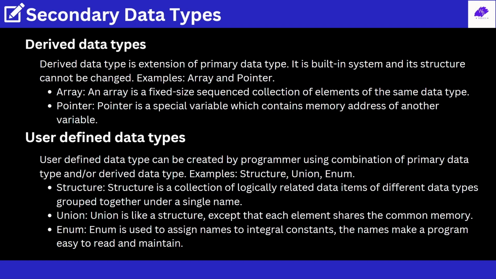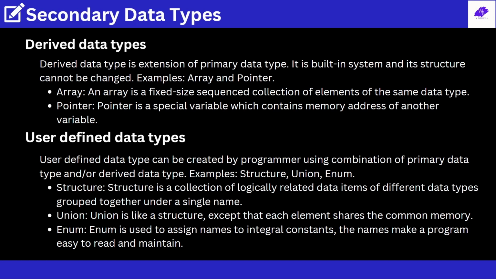An array is a fixed size sequential collection of elements of the same data type. That is, if you want to contain 100 integers, how can you contain all 100 numbers in one variable? An array is the thing you can use for adding 100 integers under one variable name. So next is a pointer.